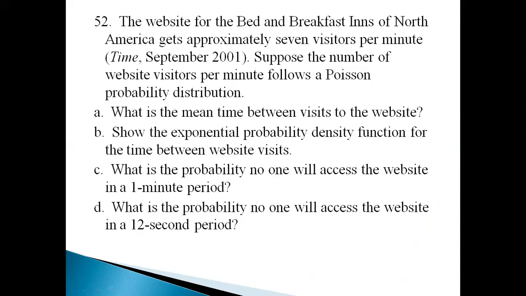And this is going to be the last one I do for tonight. The website of the Bed and Breakfast Inns of North America gets approximately 7 visitors per minute. Suppose the number of website visitors per minute follows the Poisson probability distribution. A, what is the mean time between visits to the website? B, show the exponential probability density function for the time between website visits. C, what is the probability no one will access the website in a 1-minute period? And D, what is the probability no one will access the website in a 12-second period?